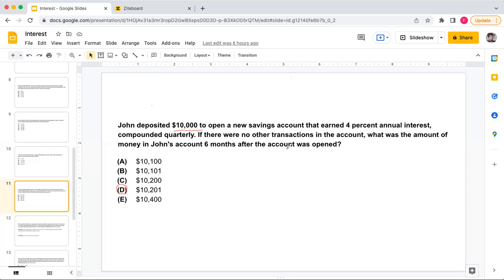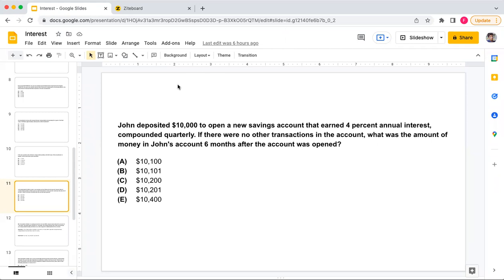Okay, so let's try to solve this without using the formula. Principal amount of $10,000 and rate of interest of 4% compounded quarterly. And if there were no other transactions in the account, what was the amount of money in John's account 6 months after the account was opened?